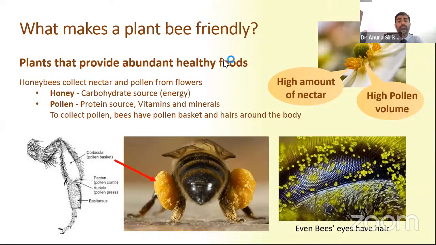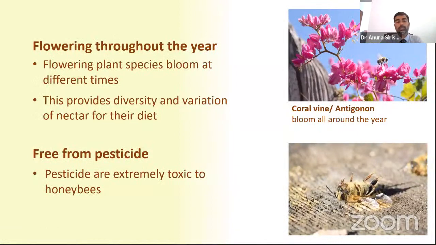Then flowering throughout the year is very important. When you are designing your apiary, if you want to establish some flowering plants, you have to think that some sort of flower should be available. Maybe the same plant may not flower throughout the year, so then you can select some other plant. For example, Antigonon, right? Most of the time you can find some flowers on this. Likewise, you can have a good combination in your apiary. You can establish some sort of flowering plants like that to ensure year-round flower production. They're free from pesticide.